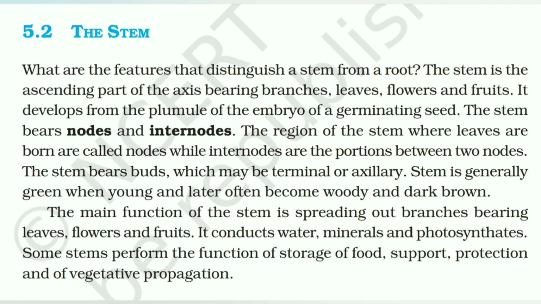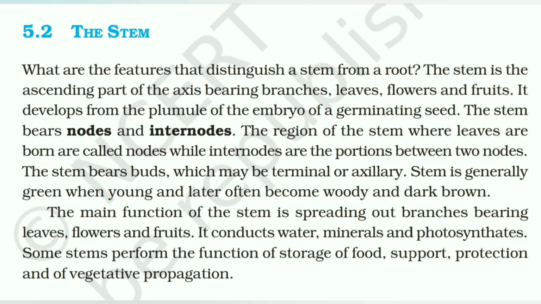5.2 The stem. What are the features that distinguish a stem from a root? The stem is the ascending part of the axis bearing branches, leaves, flowers and fruits. It develops from the plumule of the embryo of a germinating seed. The stem bears nodes and internodes. The region of the stem where leaves are borne is called nodes, while internodes are the portions between two nodes. The stem bears buds, which may be terminal or axillary.